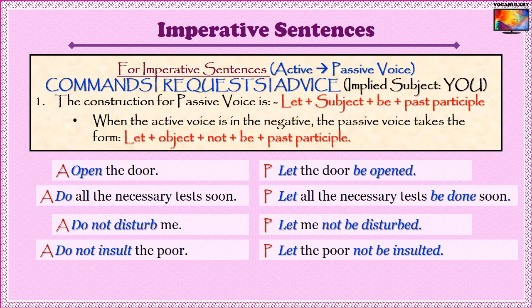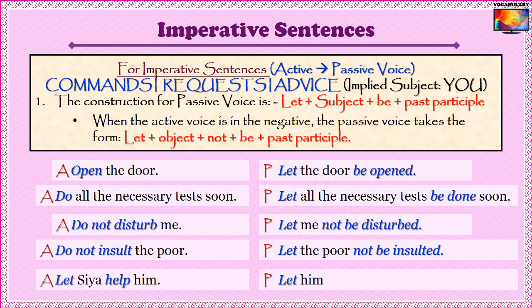One very important note, if the active sentence itself starts with let, as in the sentence, let Sia help him, the object is him. So when you put him in the subject position, the passive should be let him be helped by Sia. You can't say let he be helped by Sia. That would be wrong. Let is always followed by an object pronoun.